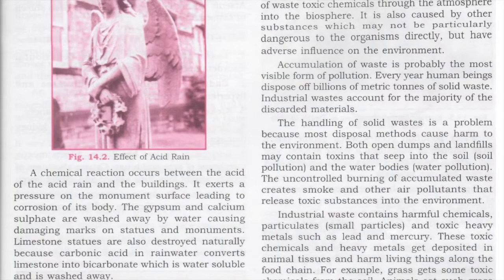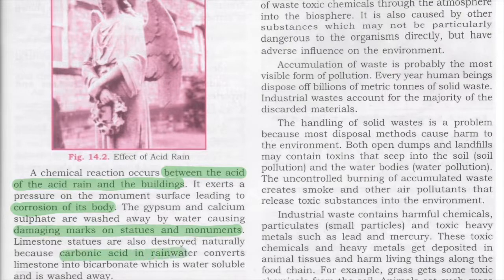A chemical reaction occurs between the acid of the acid rain and the buildings, and this chemical reaction exerts a pressure on the monument surface which leads to corrosion of its body. The gypsum and the calcium sulfate are washed away by water, which causes damaging marks on the statues and monuments. Limestone statues are also destroyed naturally, because carbonic acid present in the rainwater converts limestone into bicarbonate, which is water soluble, and it is washed away easily.